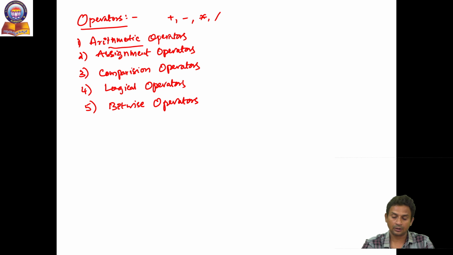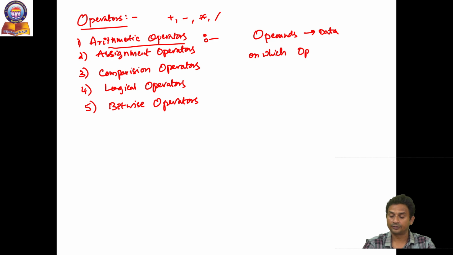We'll begin with the arithmetic operators. The arithmetic operators are used to perform arithmetic operations on data, and the data on which these operators operate is called operands. Operands is nothing but the data on which operators are executed.